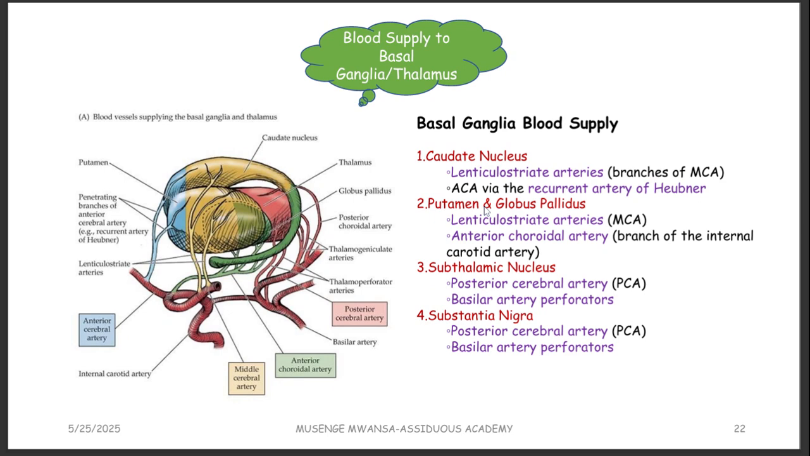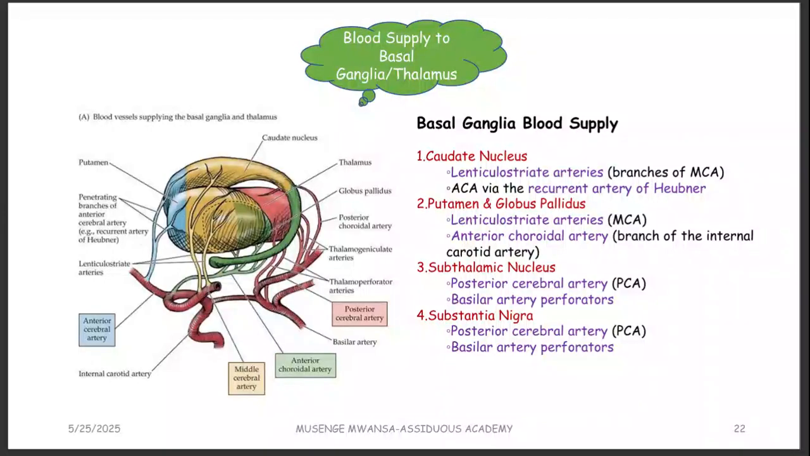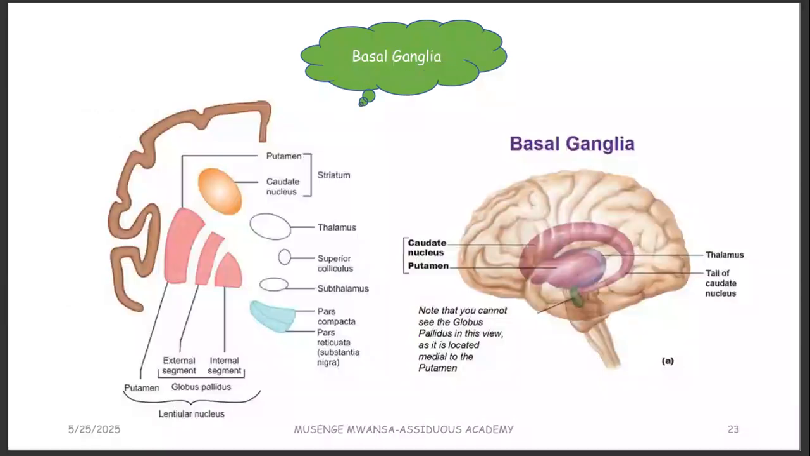Another part of the basal ganglia is what we call the subthalamic nucleus. It will be supplied by the posterior cerebral artery. And the substantia nigra is also another part which will be supplied by the posterior cerebral. So all in all, what should you know that is very important here? Take note that the caudate is supplied by the middle cerebral via the reticulostriate and by the anterior cerebral via the recurrent artery of Heubner. And then the putamen and globus pallidus are supplied by the middle cerebral artery via the reticulostriate and the anterior choroidal, which comes direct from the internal carotid.